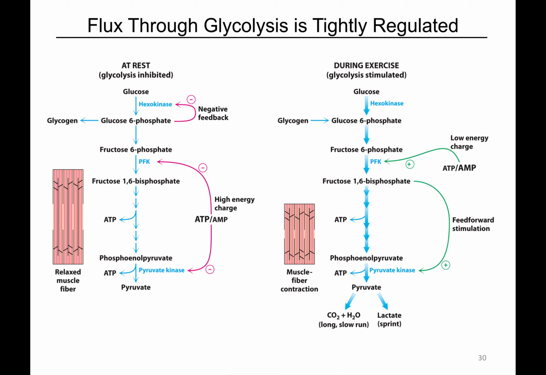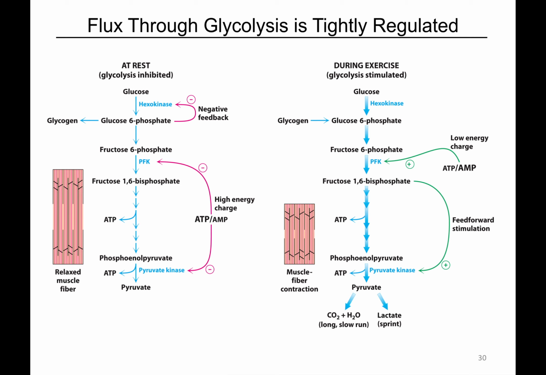The opposite is true when we need energy. ATP levels are depleted, AMP levels are high, we have a low cellular energy charge. So this increased AMP concentration activates phosphofructokinase. That then leads to a buildup of fructose 1,6-bisphosphate, which will then push forward the rest of the reactions that are in equilibrium.